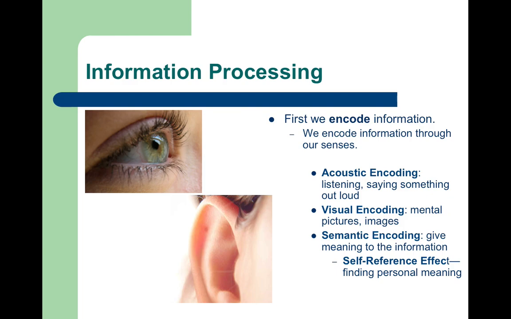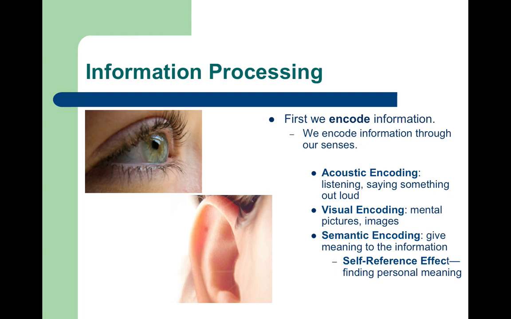Another thing that is important is what's called semantic encoding. And this is when we give meaning to the information that we're processing. And that's very important too. Oftentimes in class, we'll say to you, hey, if you can think of something that makes sense to you, by all means, use that mnemonic device. Use that way of encoding it so that you can find it meaningful, you'll be able to retrieve it.